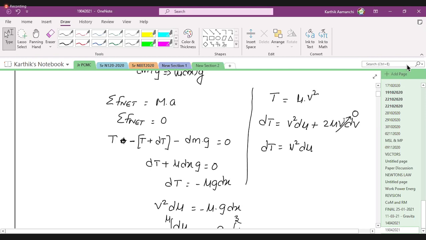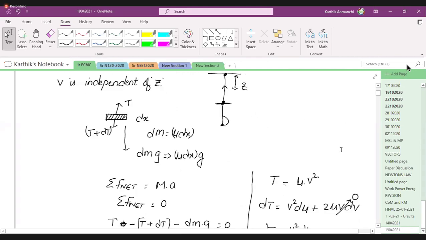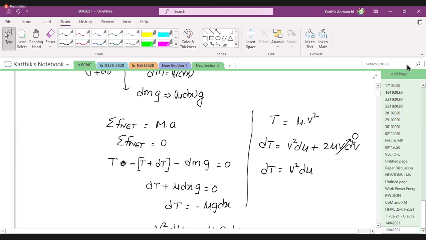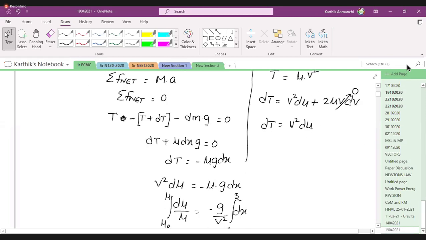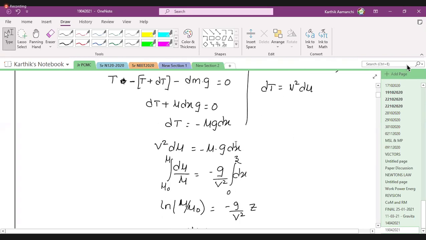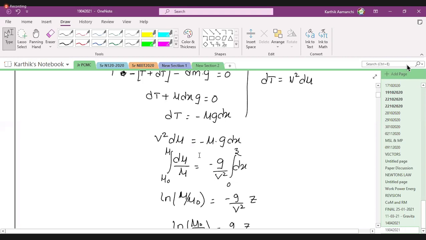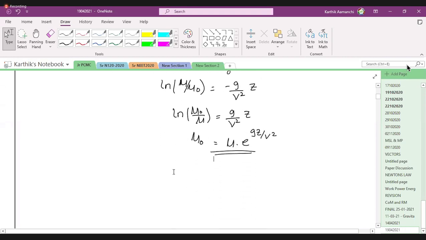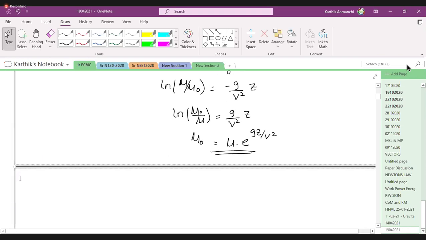But velocity is independent of your z, so it goes to 0. Because velocity will be constant, right? So dt is equal to v square d mu. Substitute that, you will get your answer. Next question.